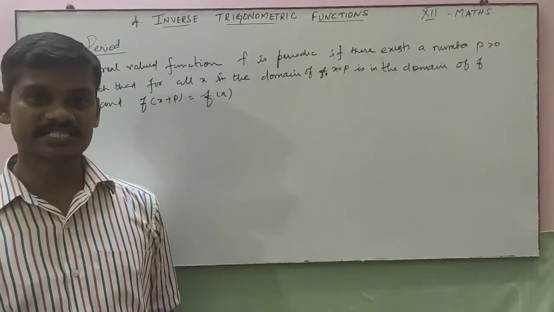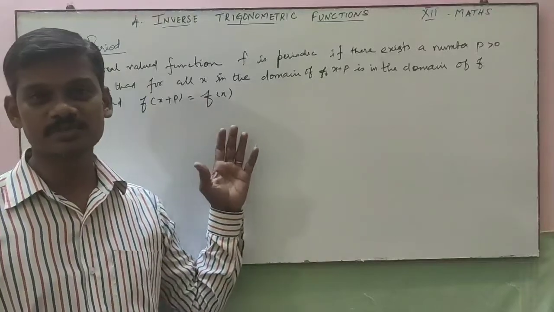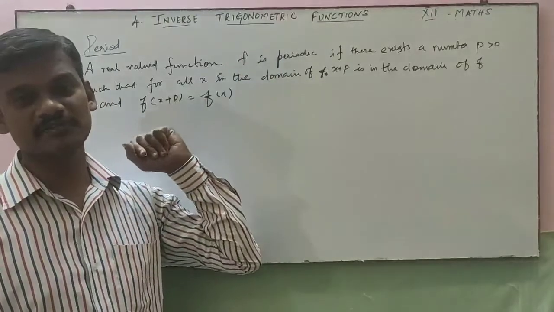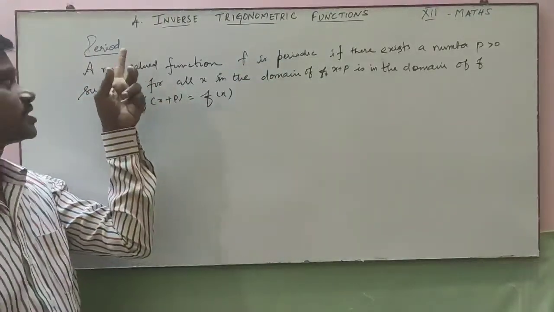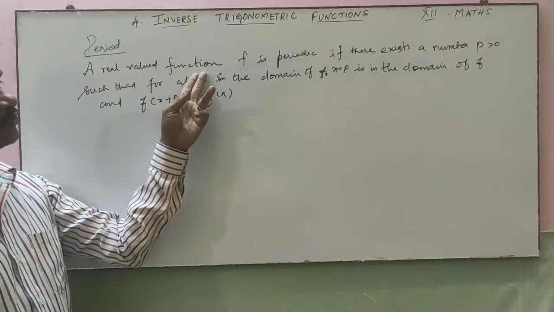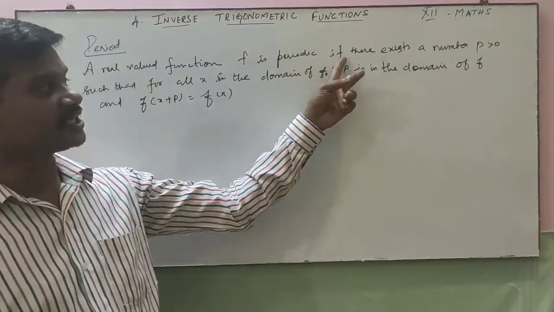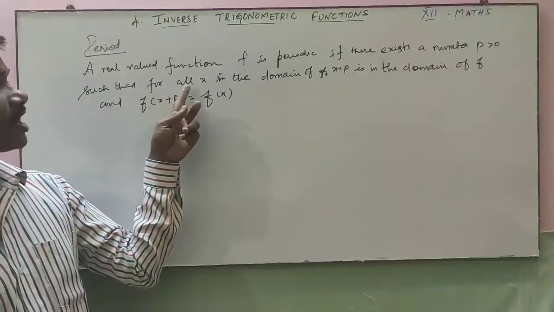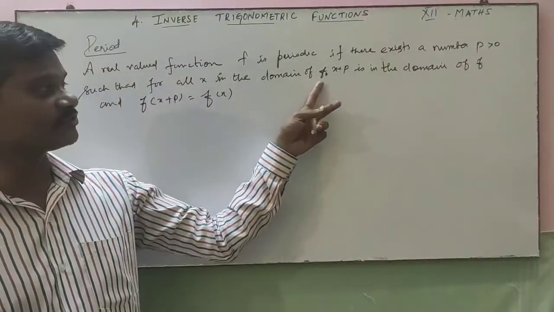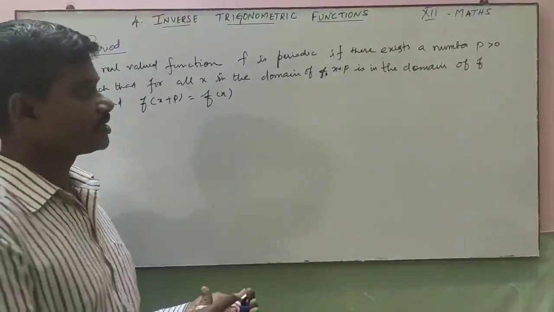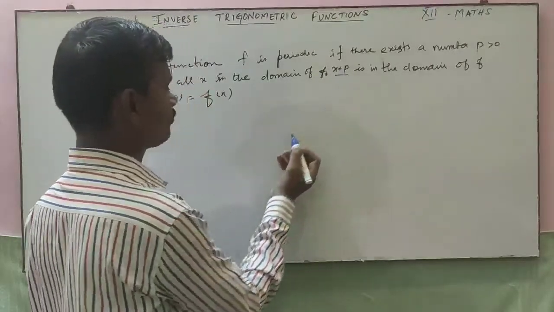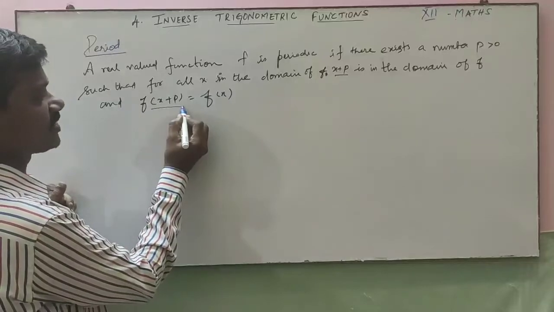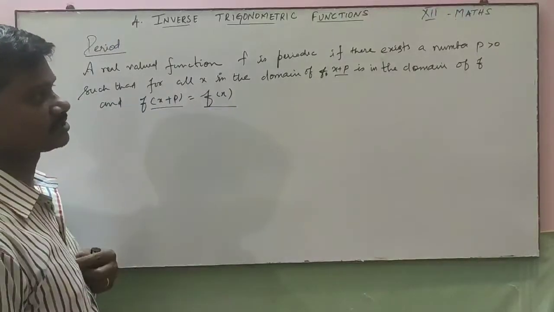Before getting into this exercise, we will have to know some concepts related to these trigonometric functions. The first concept is period. A real valued function f is periodic if there exists a number p greater than 0 such that for all x in the domain of f, x plus p is in the domain of f and f of x plus p is equal to f of x.